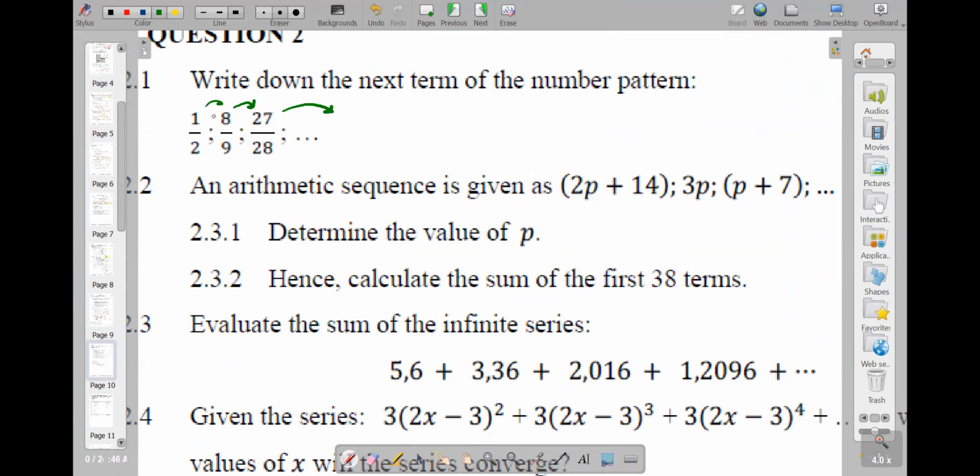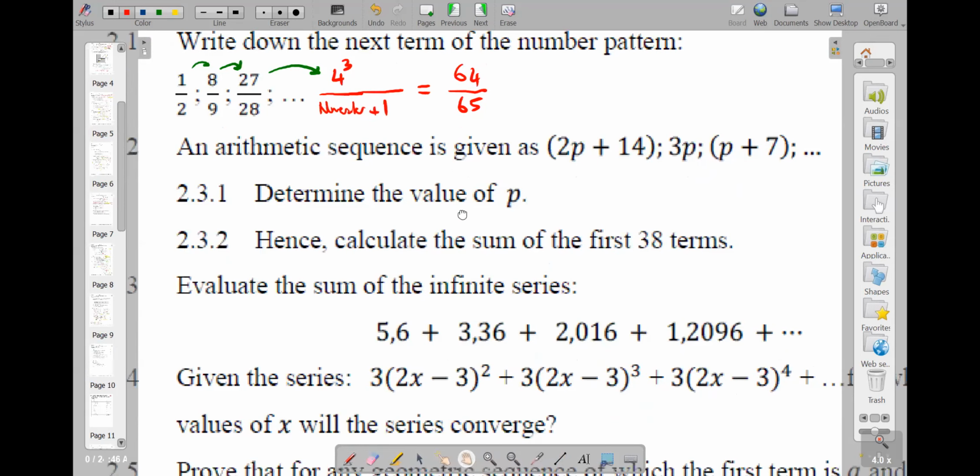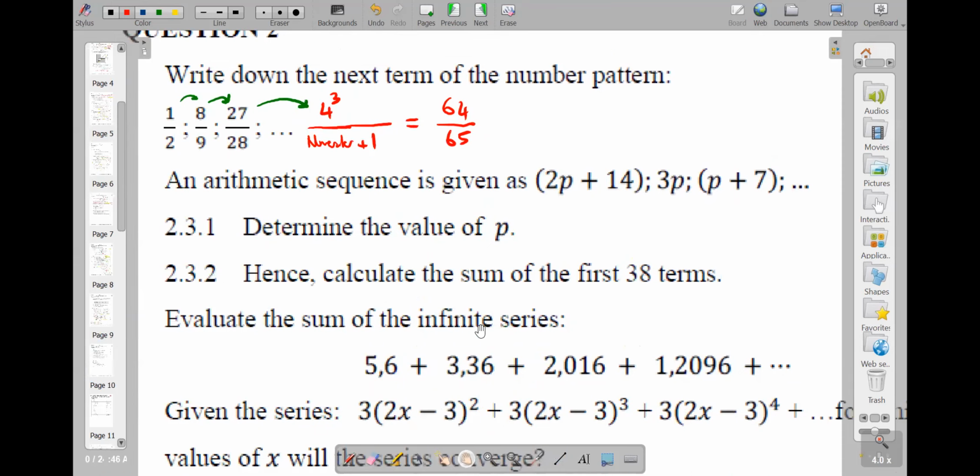relation. It is 1 cube, 2 cube, 3 cube. So the next term will be 4 cube, so 64. And look at the denominators. It's always 1 more than the numerator. So I can just say numerator plus 1. So basically it is 64 over 65. This is one way, but there could be different possible correct answers if you can prove them, but this comes quicker to mind, you see.